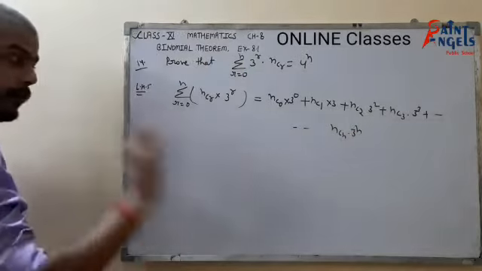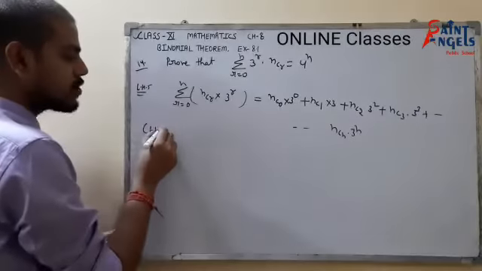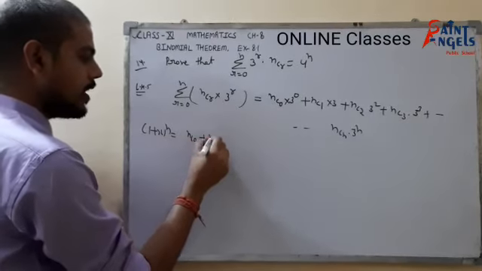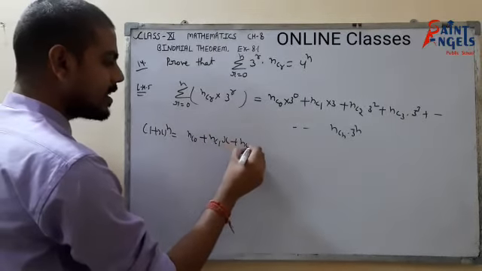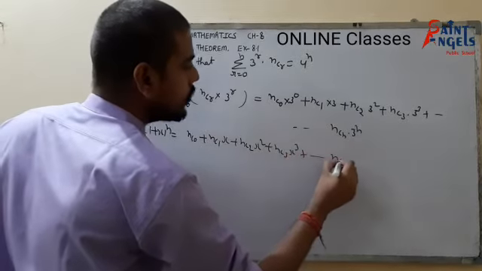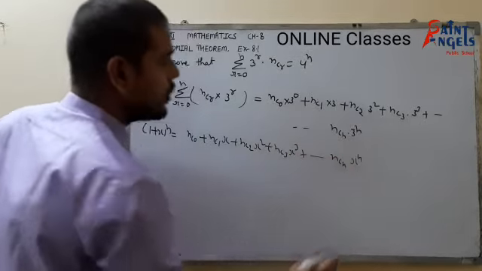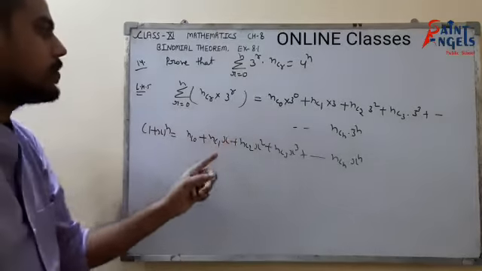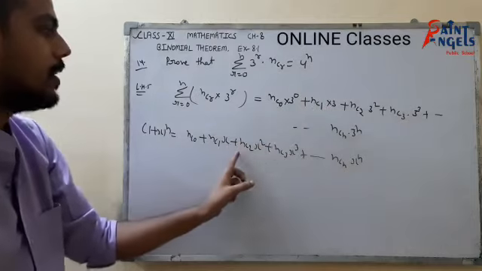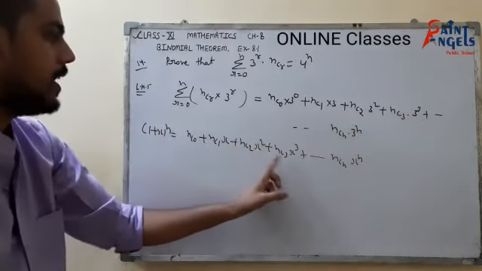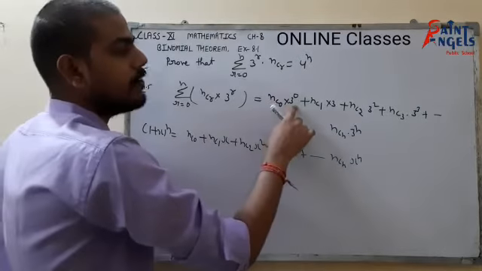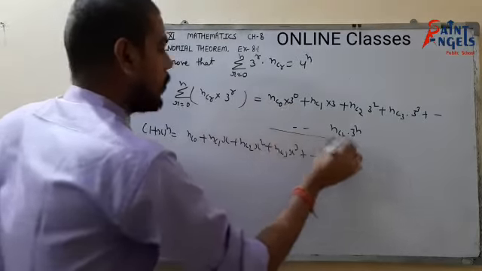So if you know the formula of 1 plus x to the power n, what was the formula? It was nC0 plus nC1 x plus nC2 x square plus nC3 x cube plus up to nCn x to the power n. So isn't it in the same form? 3 to the power 0 means what? 1. So nC0 plus nC1 x plus nC2 x square plus nC3 x cube. So at the place of x, what do we have? We have 3.